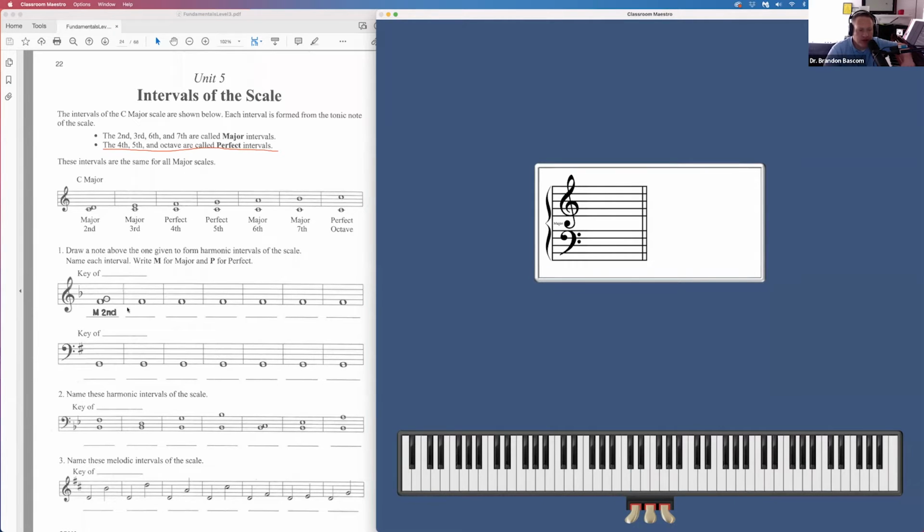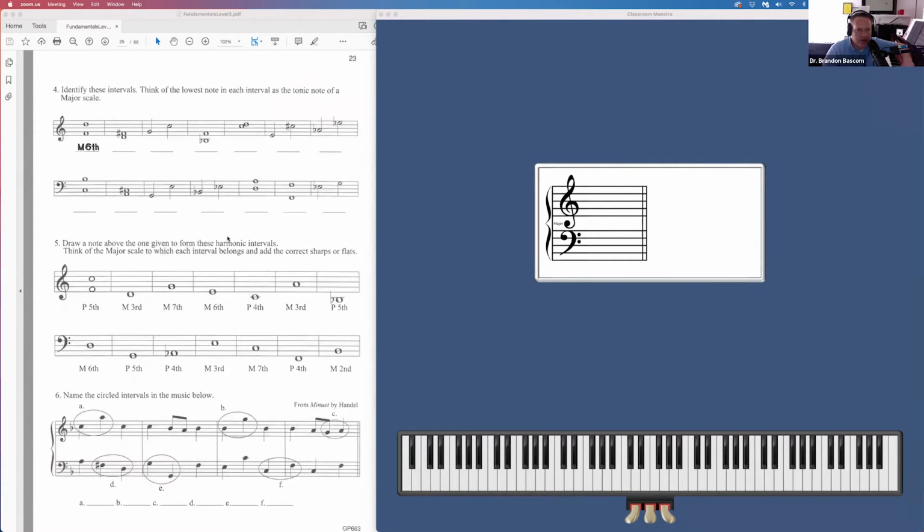So on page 22, we're writing in all of our intervals from a second up through an octave in the key that they've given us. You shouldn't have to make any alterations because they've given you your key signature. In part 2, we're identifying the intervals that they gave us, which are harmonic intervals because they come at the same time. And in part 3, we're doing the same thing with melodic intervals.